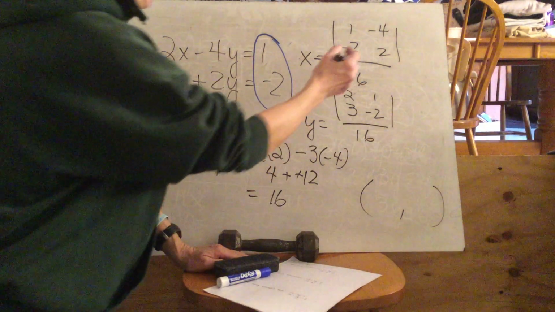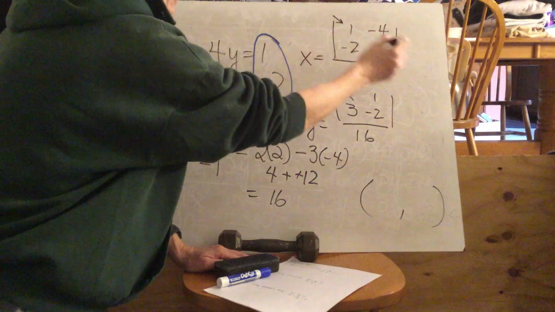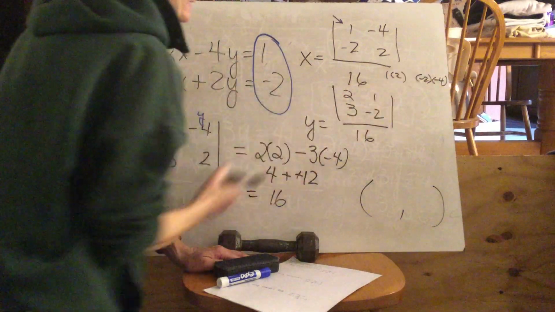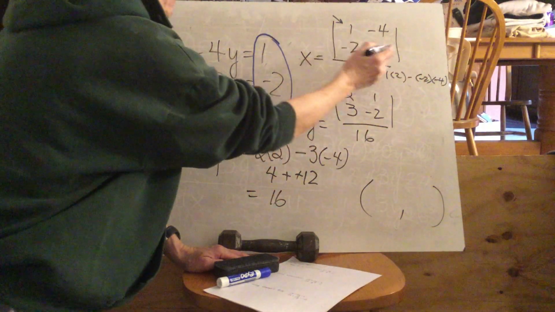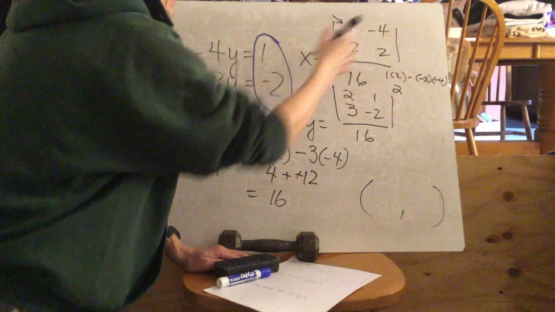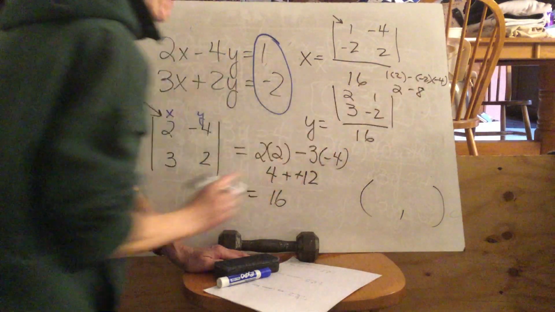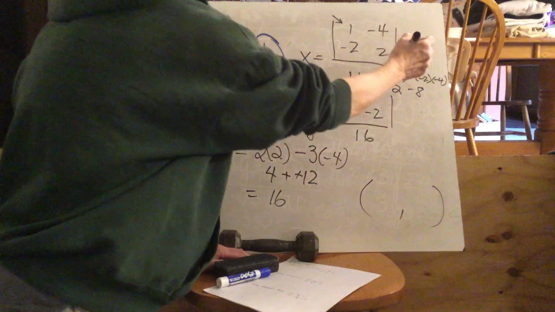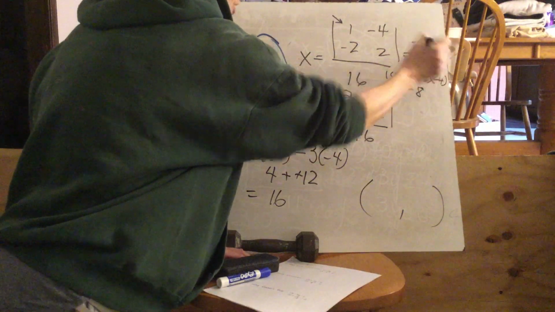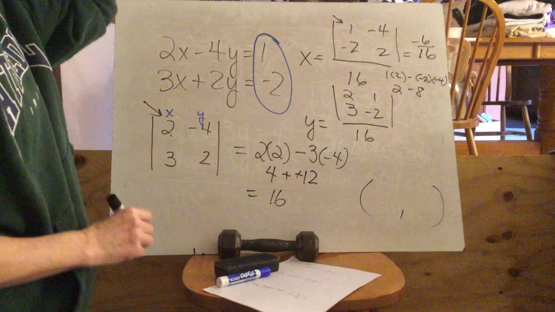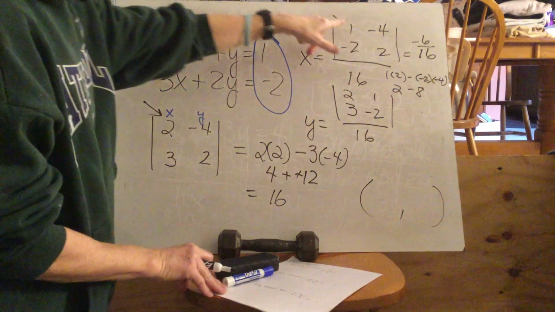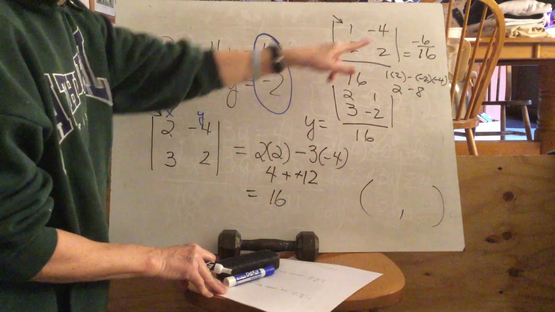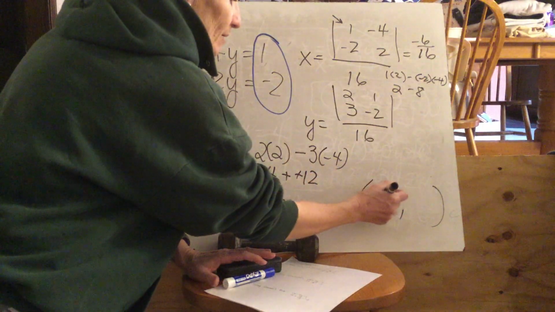Now I'll evaluate those. So this guy right here, remember you always start here. So it's 1 times 2, negative 2 times negative 4, and you're going to subtract those. So 1 times 2 is 2, negative 2 times negative 4 is 8, and I'm subtracting, so 2 minus 8 gives me negative 6. So x is negative 6 over 16. Remember, the denominator was the original determinant, 16. Now, when I write that down here in my answer, that's my x value, I'm going to reduce it, so it'll be negative 3/8.